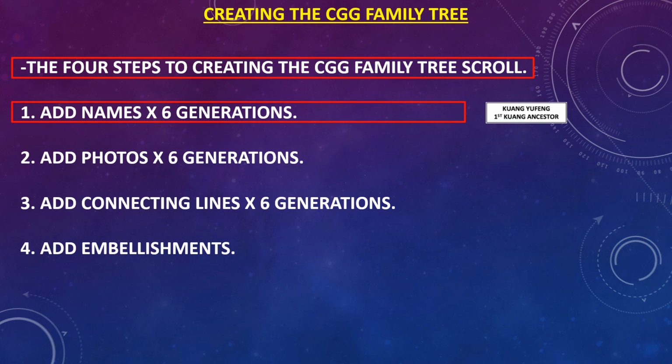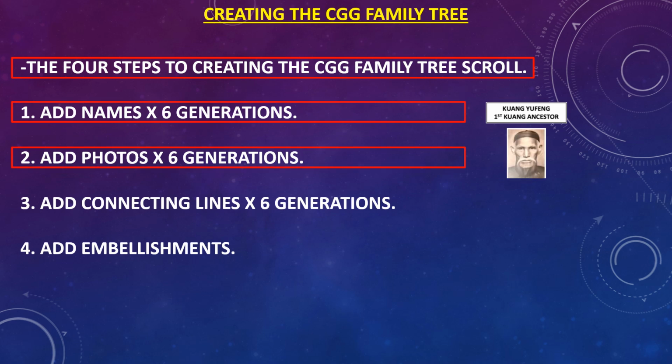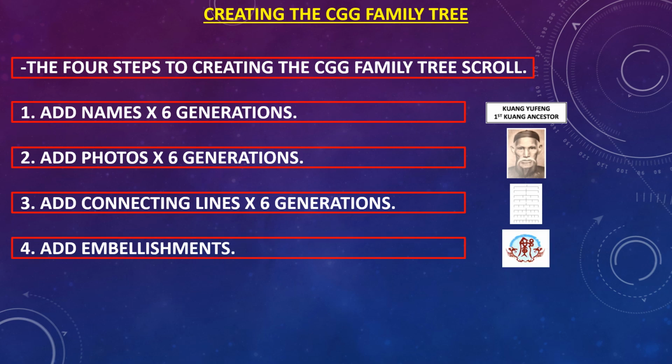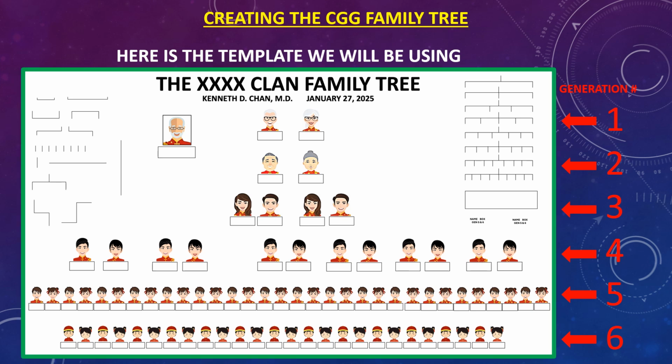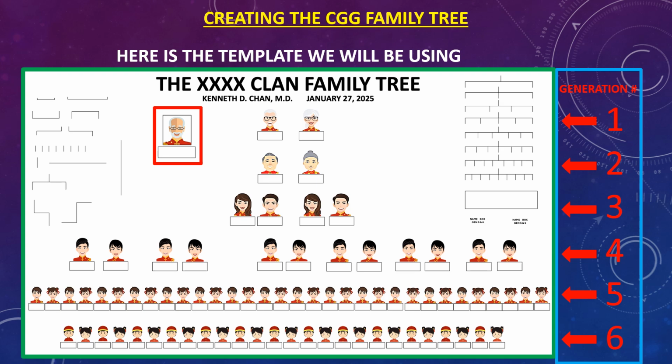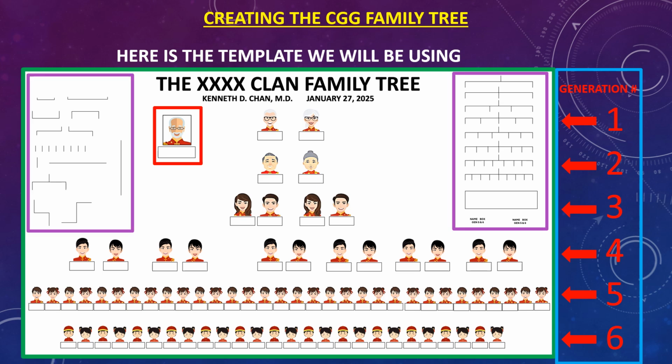We will create the CGG family tree scroll in 4 steps. 1. Add names for 6 generations. 2. Add photos for 6 generations. 3. Add connecting lines for 6 generations. 4. Add embellishments. Here is the template we will be using. There are 6 rows of generational icons, and a grand ancestor icon. Connecting lines and brackets have been included on the template for easier copying and pasting.